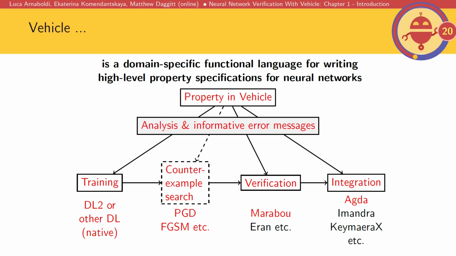Crucially, the lower part of this graph is all done automatically. So as a user, you only really need to specify the property in Vehicle and care that it's type checked and it's nicely written. Everything else, this kind of dirty work, low-level work with vectors, will be done by the compiler. So that's Vehicle's philosophy.